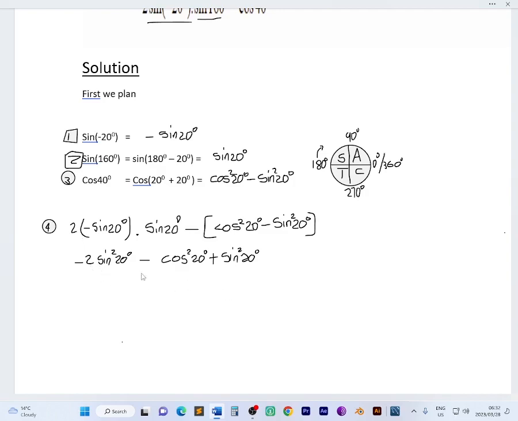So the next step, we can see that we have sine squared terms there, like terms, and they can add up. So negative 2 sine squared 20 degrees plus 1 sine squared 20 degrees will give us negative sine squared 20 degrees. Then that will be minus cos squared 20 degrees.